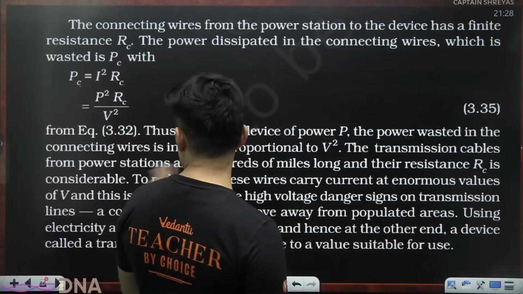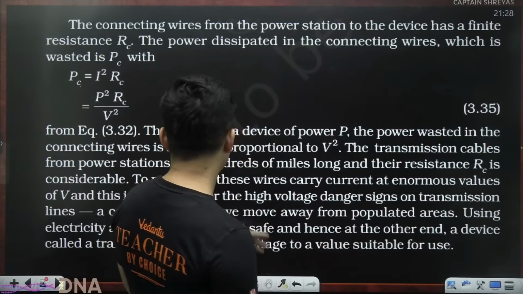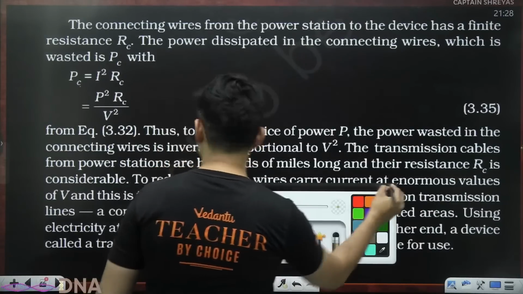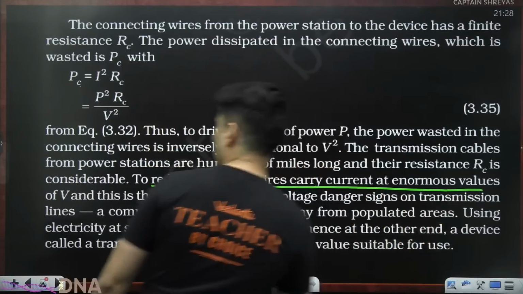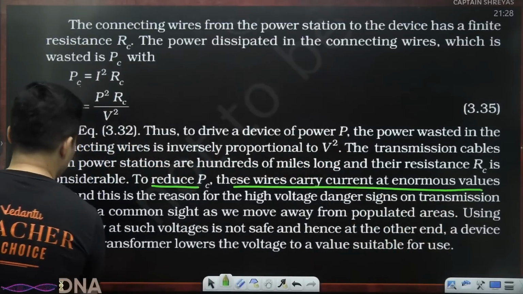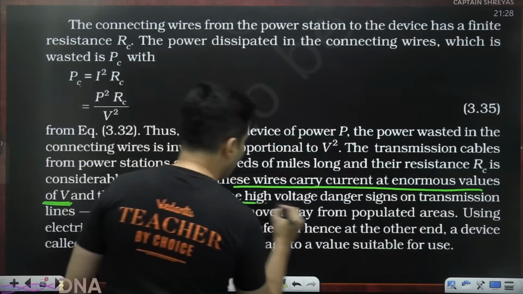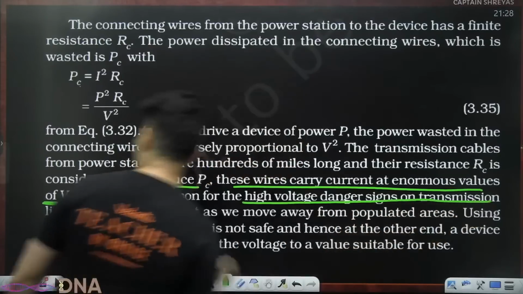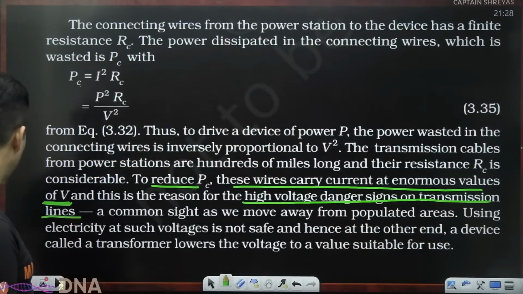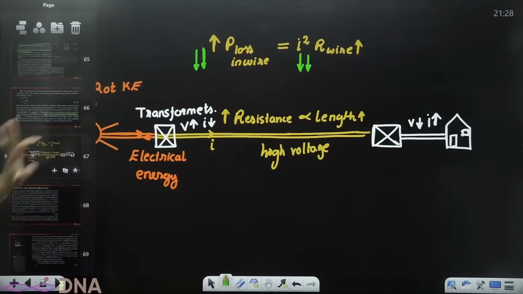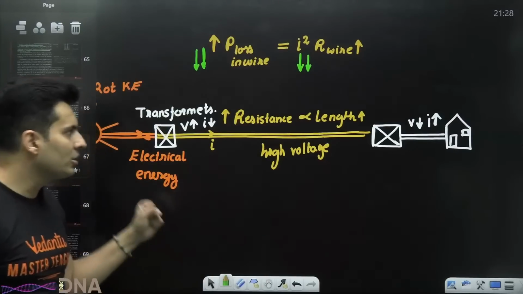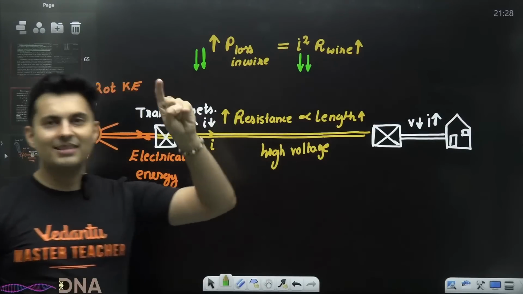So, the long distance transmission, I'll just mention it over here. To reduce the power loss, these wires carry current at enormous values of voltage, and this is the reason for the high voltage danger signs on the transmission lines. Okay, as simple as that. So this is what they have explained about power loss and how it can be reduced for long distance transmission.